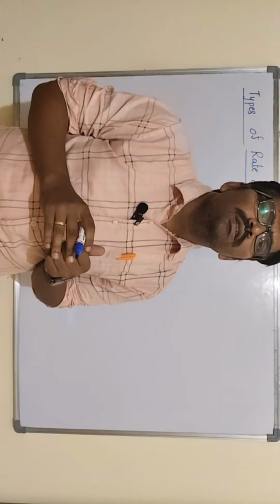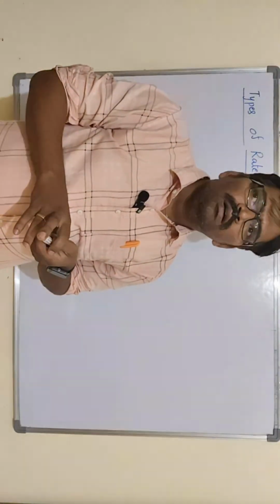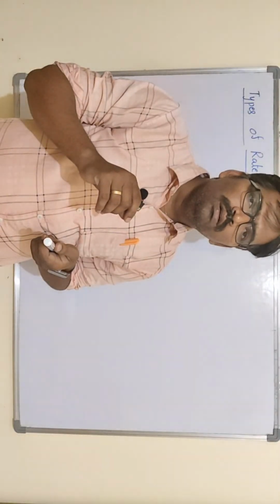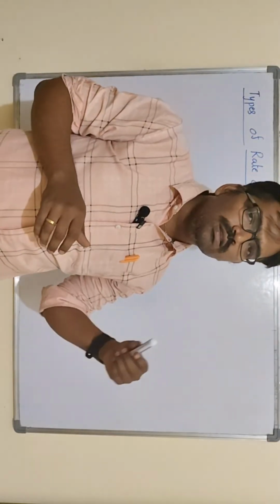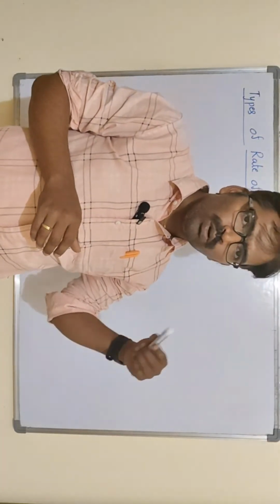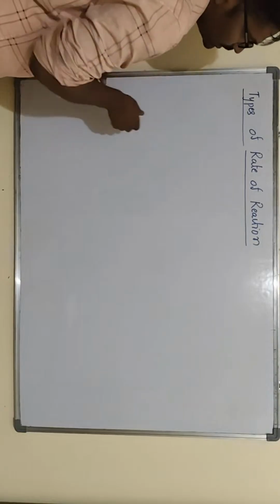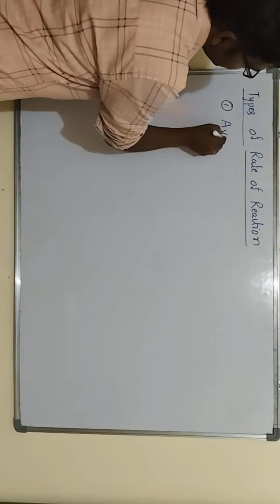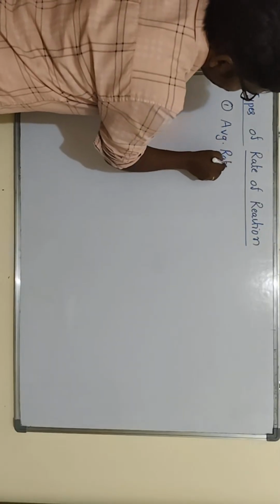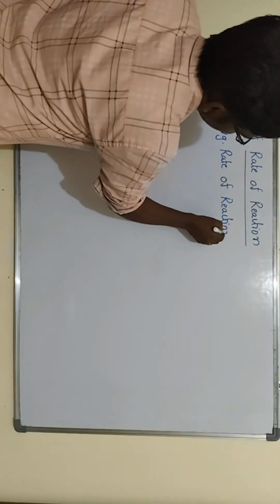So, what is the rate of reaction? Rate of reaction we have discussed: that is the change in the concentration of reactant or product per unit of time is called the rate of reaction, right? So now the types of rate of reactions, in that first one, average rate of reaction.